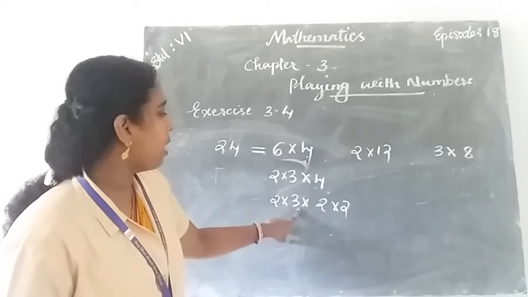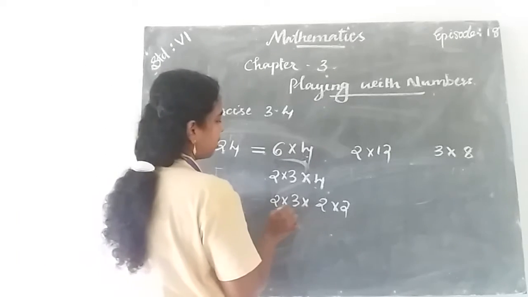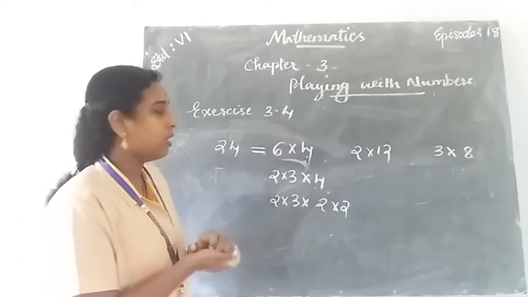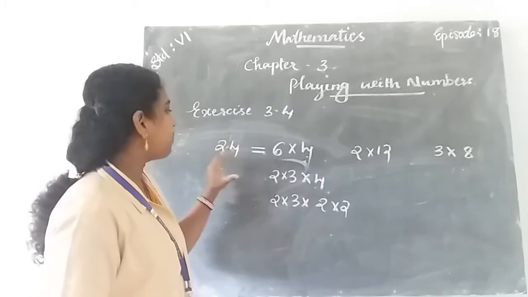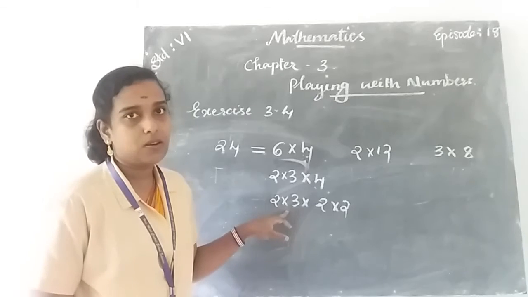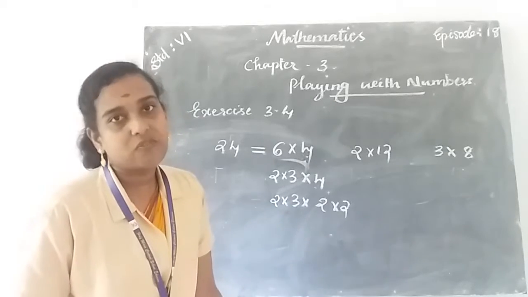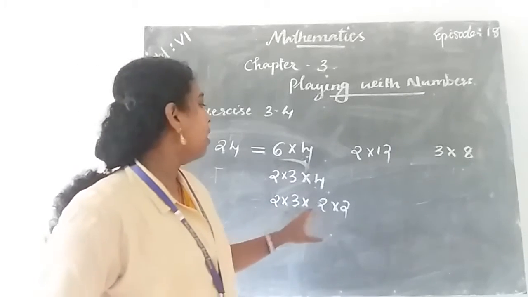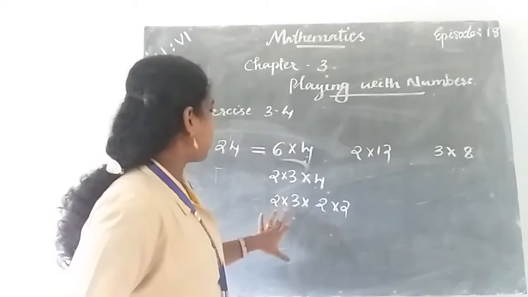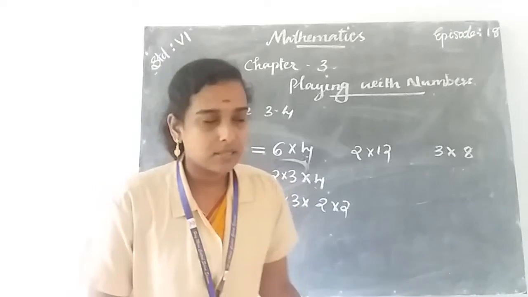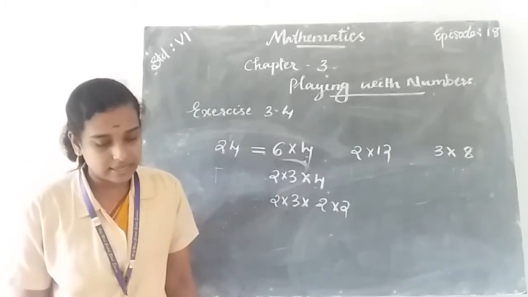And here the two numbers are 2 and 3 only. So these two numbers are prime numbers. So we can say that 24 is prime factorized. Okay, and this is called a prime factorization. If the numbers are only prime numbers, then we can say that the number is prime factorized. So this is called a prime factorization.